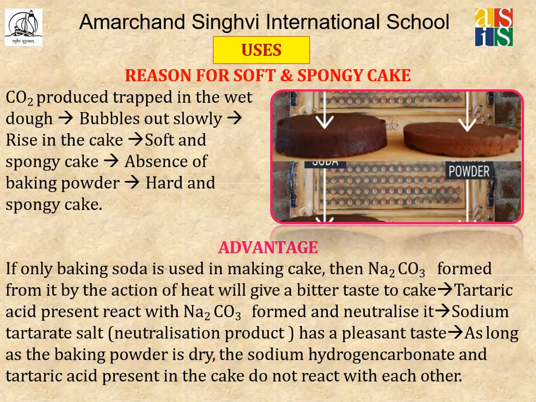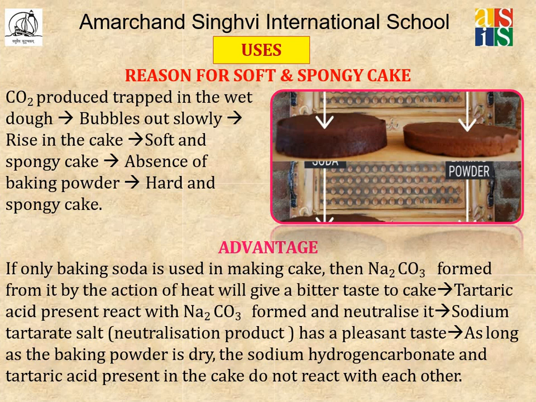Baking soda is the reason for the soft and spongy cake that we eat. The soft and spongy nature of the cake is because of the carbon dioxide which, when produced, gets trapped in the wet dough. It bubbles out slowly and makes the cake rise, and because of this the cake turns out to be fluffy and soft.